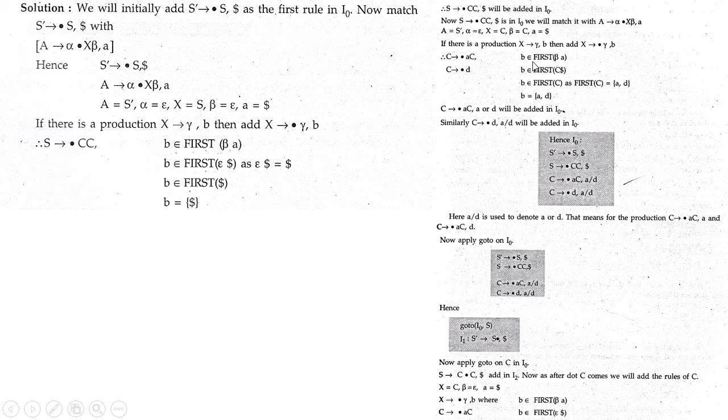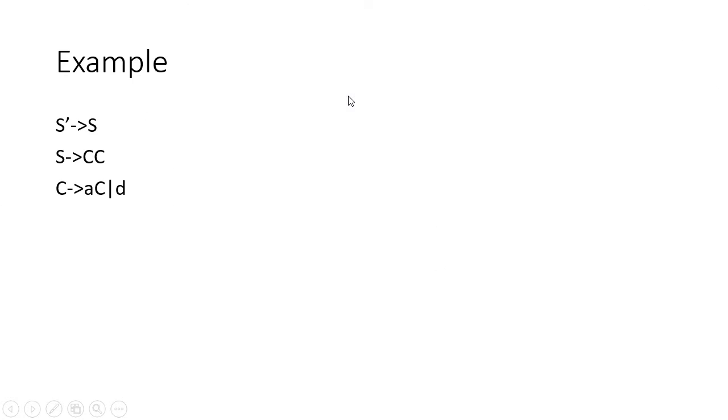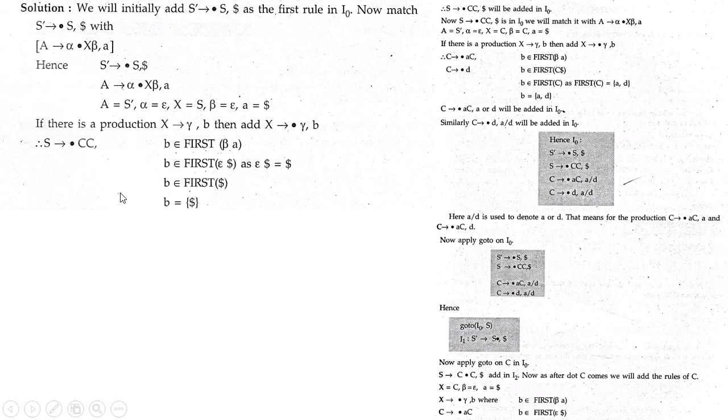So we find B belongs to first of beta A. So if you see, beta is what? C, and A is what? Dollar. So C dollar means you take only the first one, that is first of C. Now first of C, if you look at this, is always A and D. So you get the first of C is A and D. So B is equal to A and D.